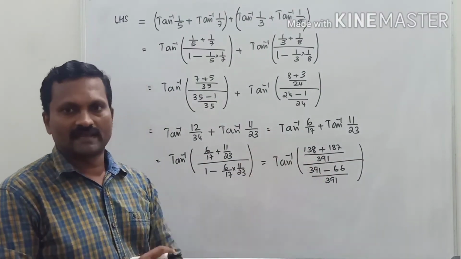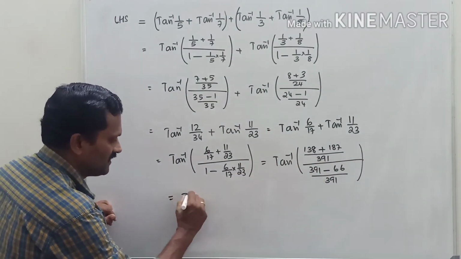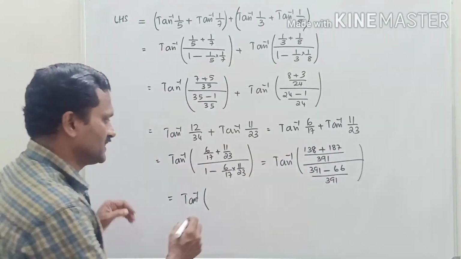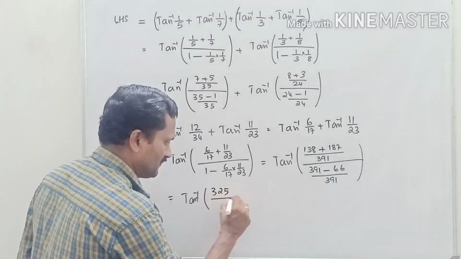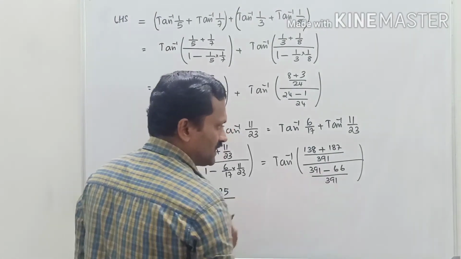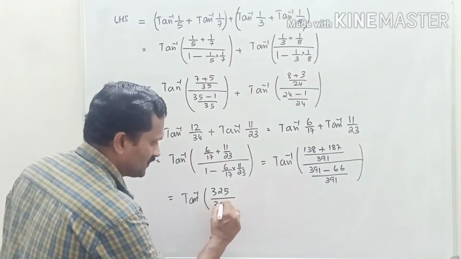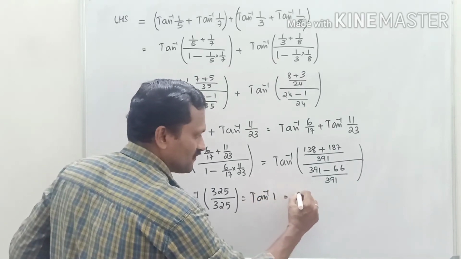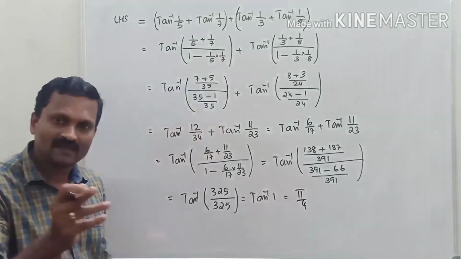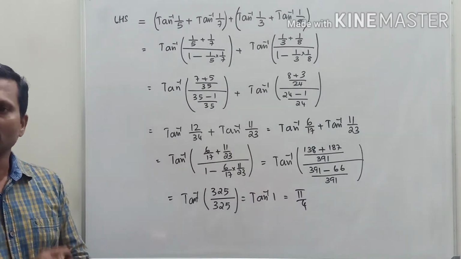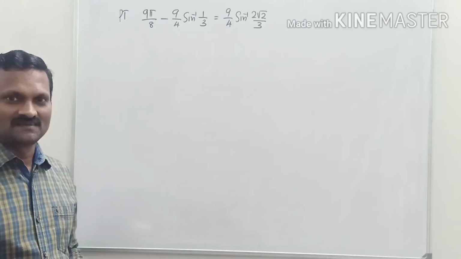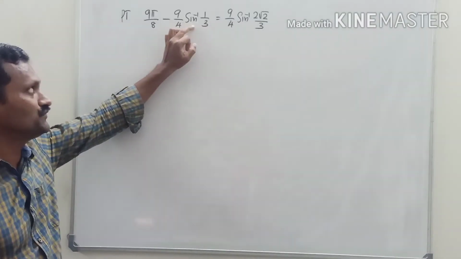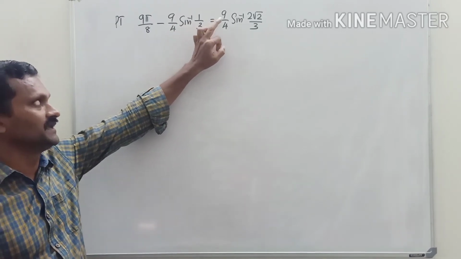Now 391 gets cancelled, remaining tan inverse 138 plus 187, that is 325, divided by 391 minus 66, that's again equal to 325. That is tan inverse 1. What's the value of tan inverse 1? That is pi by 4. Hence the result.